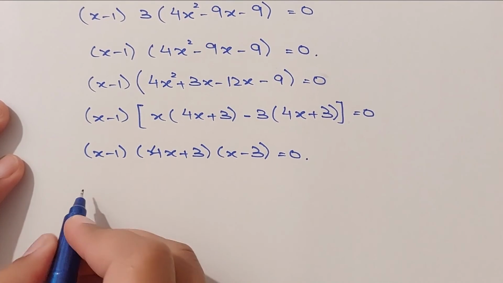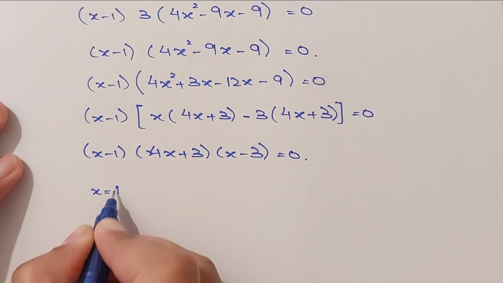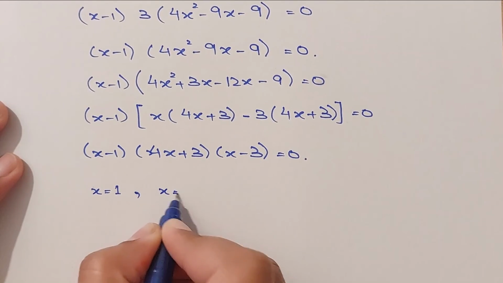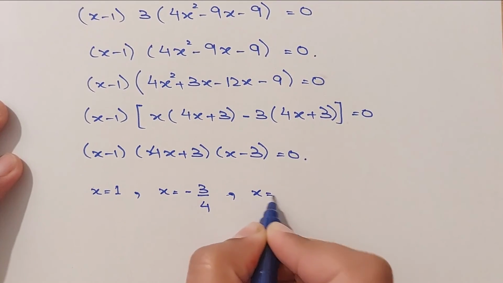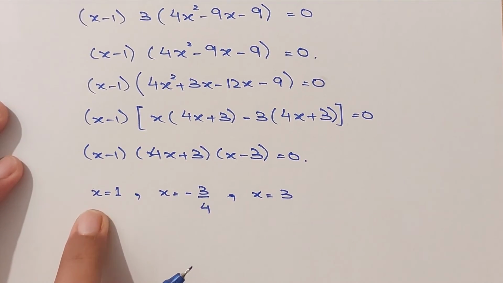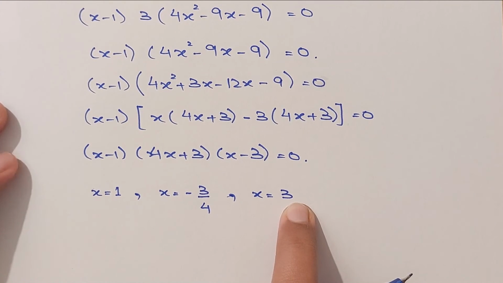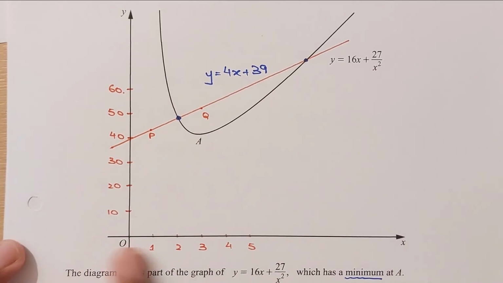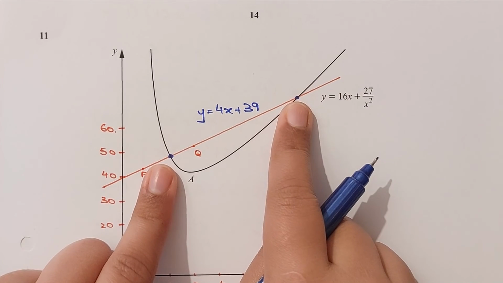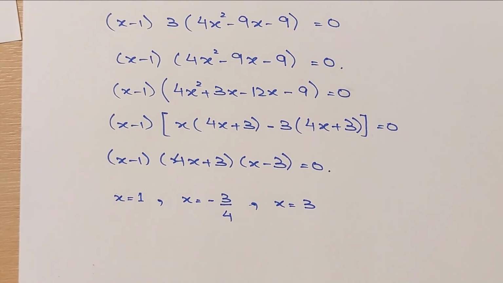Now the values of x are 1, x equals negative 3 by 4, and x equals 3. We take the two x values 1 and 3 because, as you can see, we have been given only the positive side. So the points of intersection are 1 and 3, right? Now we are done with the first step.